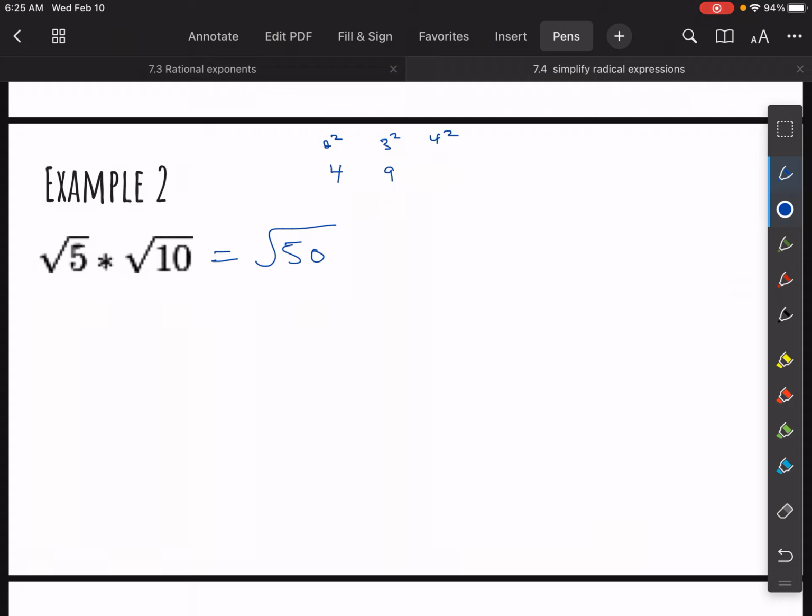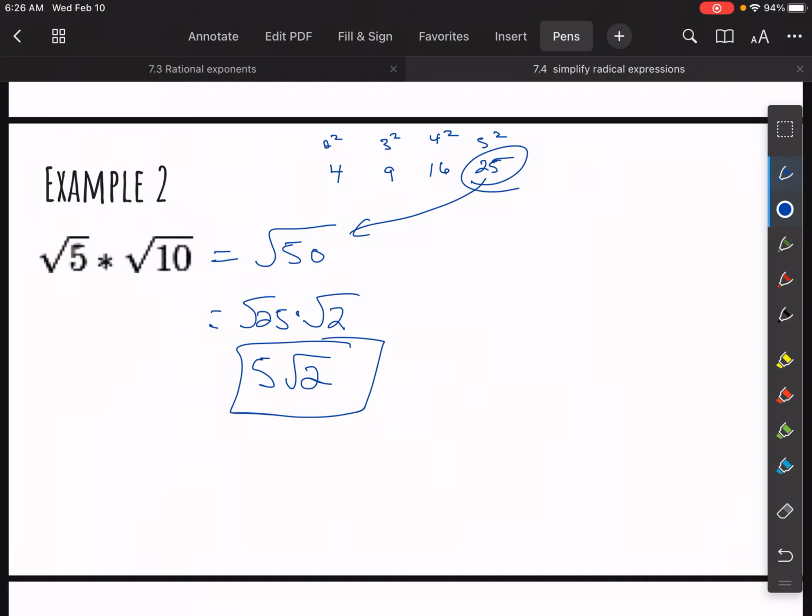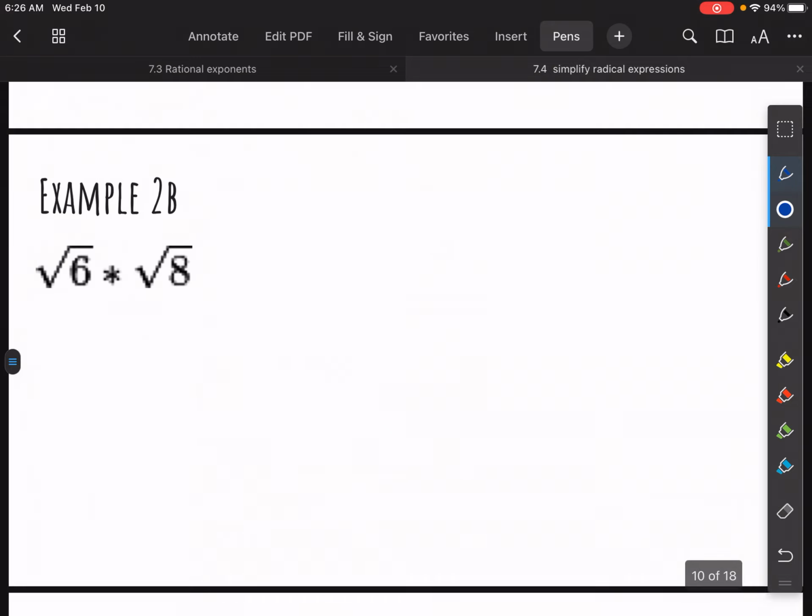Let's try 4 squared, I get 16. That doesn't go in evenly. 5 squared gives me 25, and that does go into 50 evenly, so I'm going to use that. This is the same thing as the square root of 25 times the square root of 2. 25 times 2 gives me 50, right? So that's okay. Square root of 25 is 5, so I have 5 root 2. Okay, that's the simplified form.